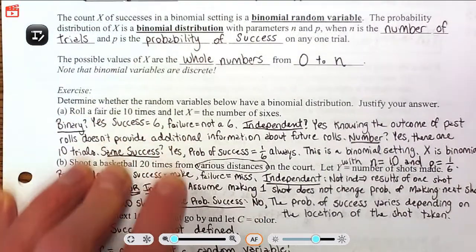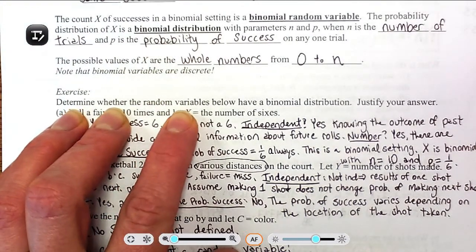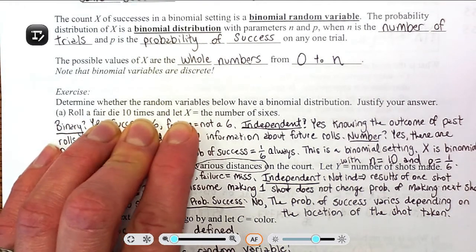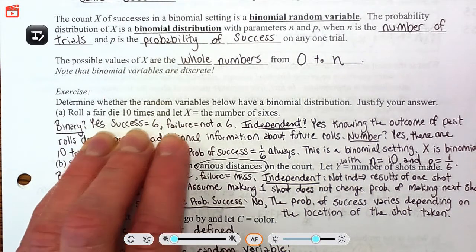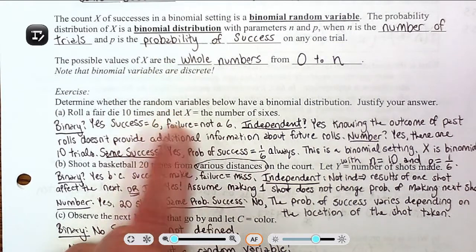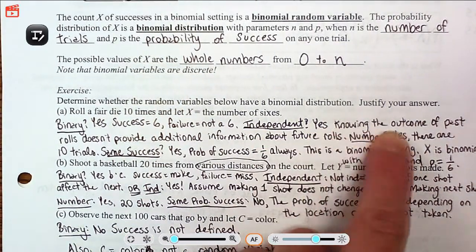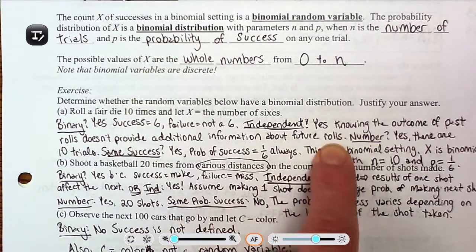Okay, let's practice one so we can make some context out of this. Determine whether the random variables below have a binomial distribution and justify your answer. Roll a fair die 10 times and let x be the number of sixes. Is it binary? Yes, because success is a 6, failure is not a 6, so we have an idea of success and failure. Independent? Yes, knowing the outcome of the past rolls doesn't provide additional information about the future rolls.